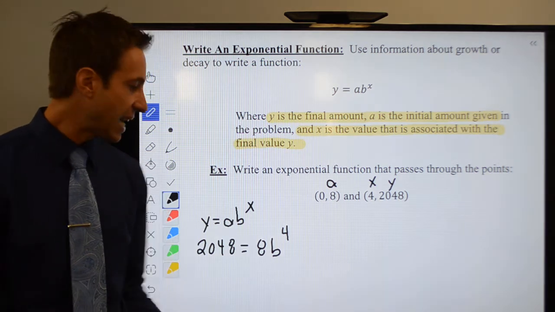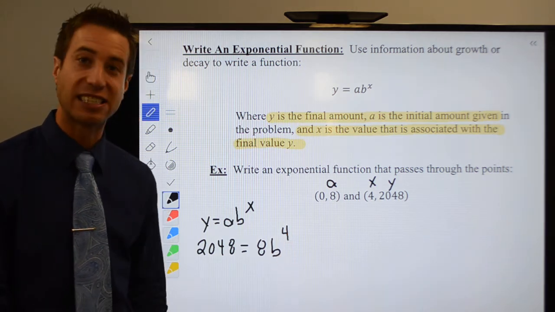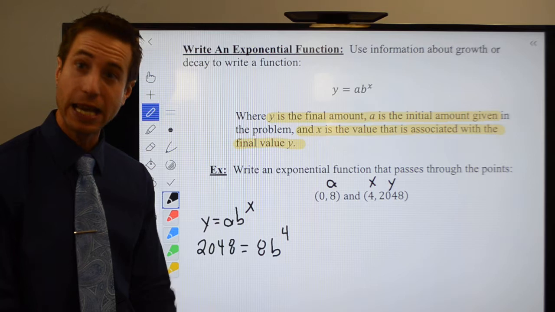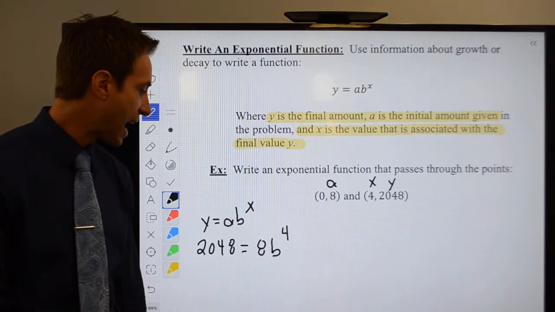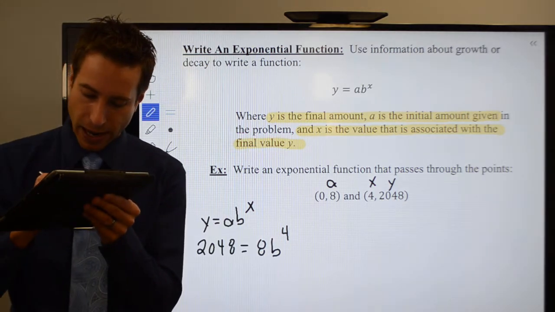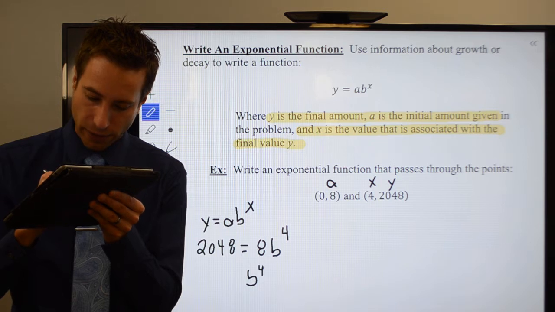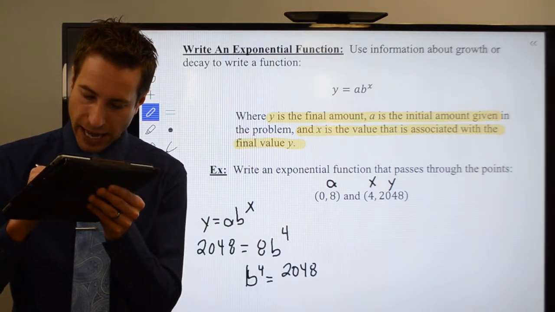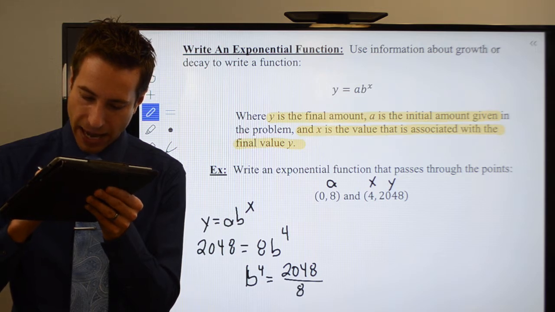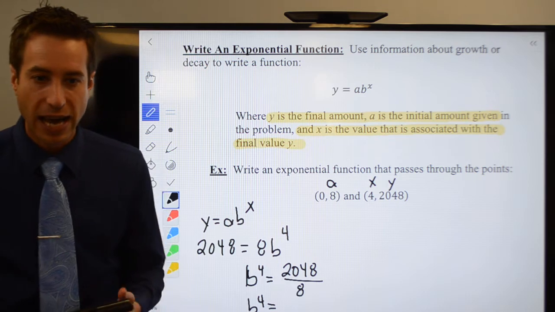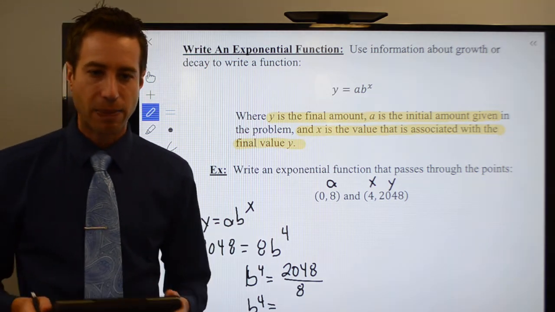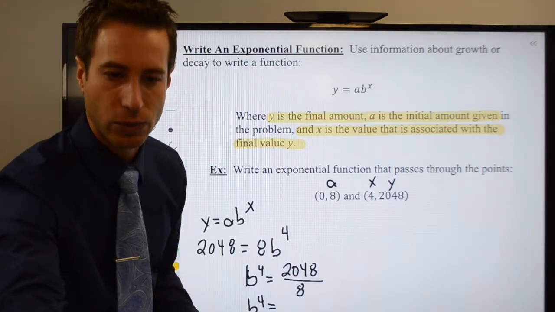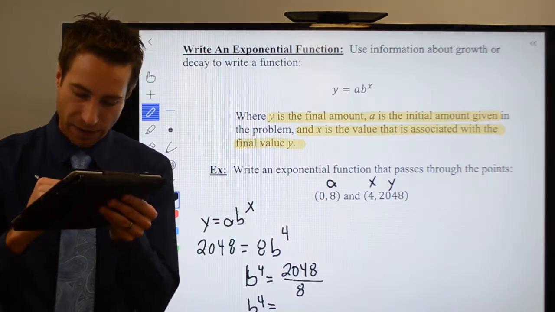All right, here we go. I need to get this b to the 4th power by itself because I'm trying to solve for b. No problem. Divide 8 to the other side, and what I wind up with is b to the 4th is equal to 2,048 divided by 8. I've got a calculator right here, we'll do that real quick, you get 256.